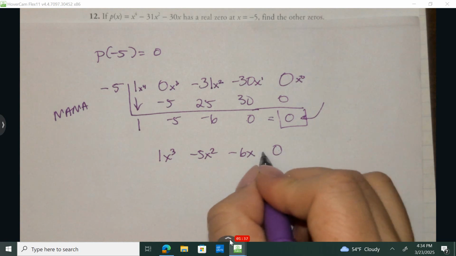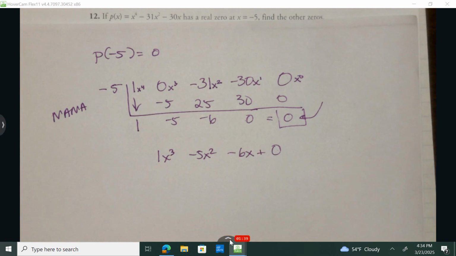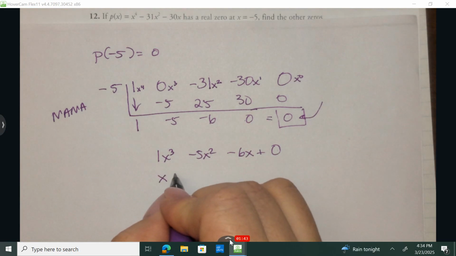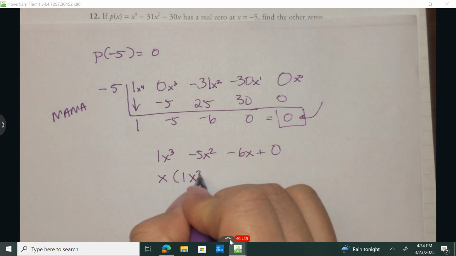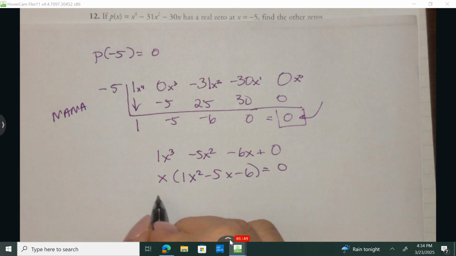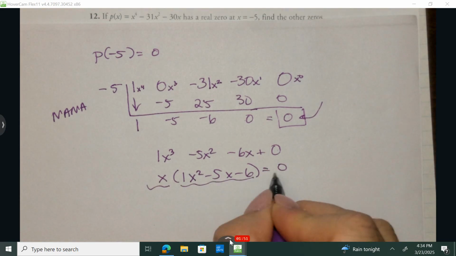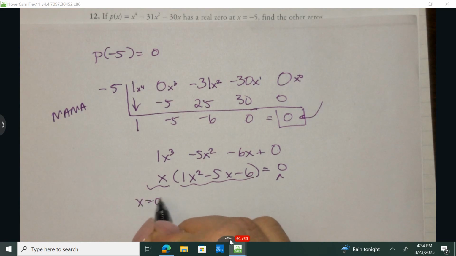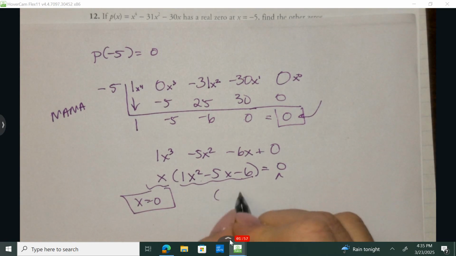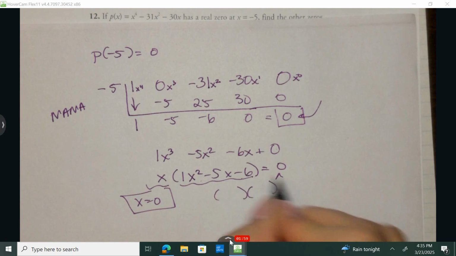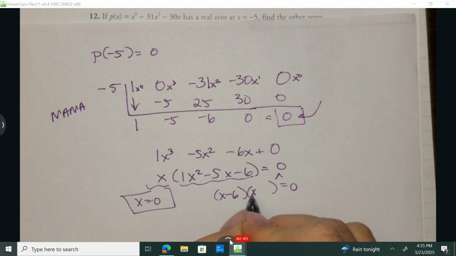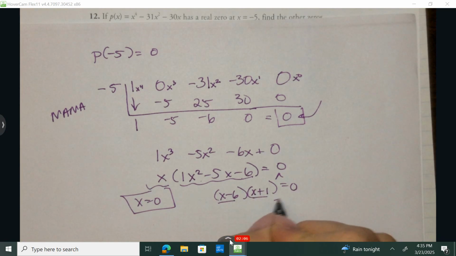So the remaining polynomial has no constant term, and right now I'm going to start by looking here and going, hey, I can factor out an x. So when I factor out an x, I have 1x squared minus 5x minus 6 equals 0. And so I'm going to take both of these quantities and set them equal to 0. So x equals 0. Well, there's another 0. And then I think this is factorable. What multiplies to equal negative 6 and combines to equal negative 5? That'd be negative 6 and positive 1. Each of these now is set equal to 0.